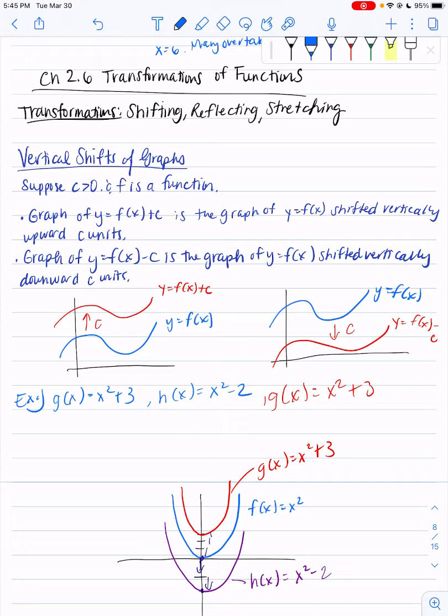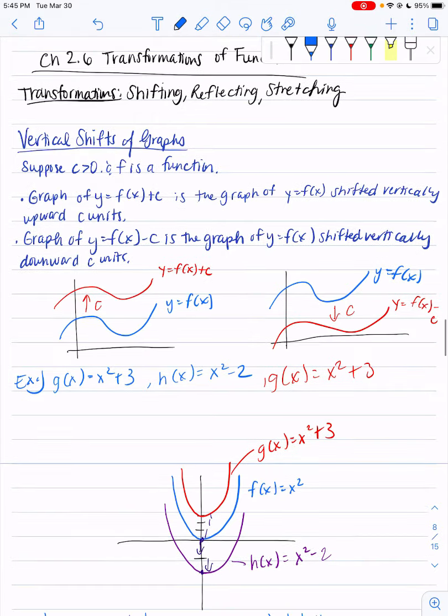So transformations are considered as shifting, reflecting, stretching, or shrinking of graphs. We're going to go over those and how to recognize them. And you could do those vertically, or through the y-axis, and horizontally, which is through the x-axis. So first we're going to do vertical shifts of graphs.